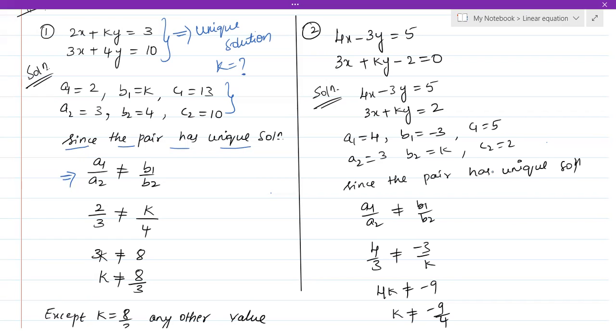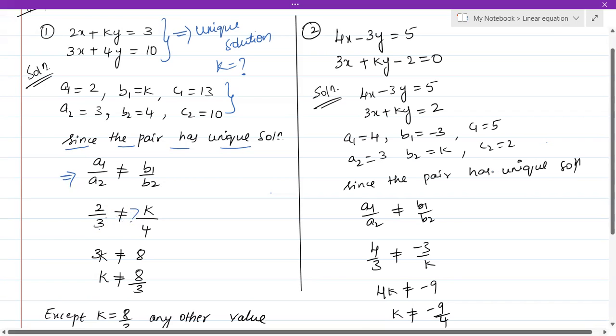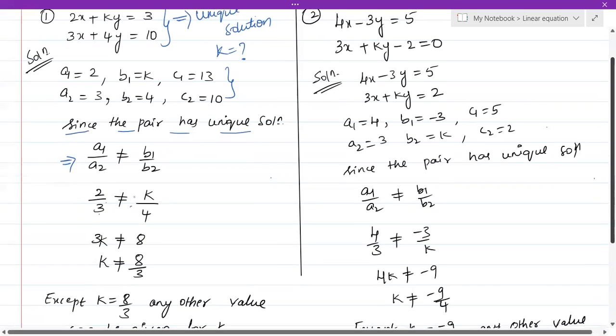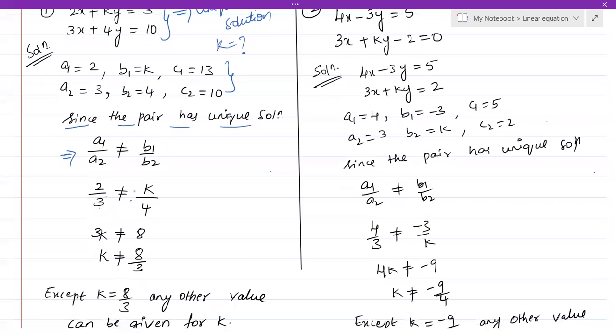Now substitute the value of a1. a1 is 2 divided by a2 is 3, not equal to, b1 is k and b2 is 4. So here we are going to cross multiply. 3 into k will become 3k, 2 into 4 will become 8. In between it is not equal to, so let's maintain the same thing, 3k not equal to 8. If you transpose 3 to the other side, it will become k not equal to 8 by 3. This says that you should not give the value of k as 8 by 3.